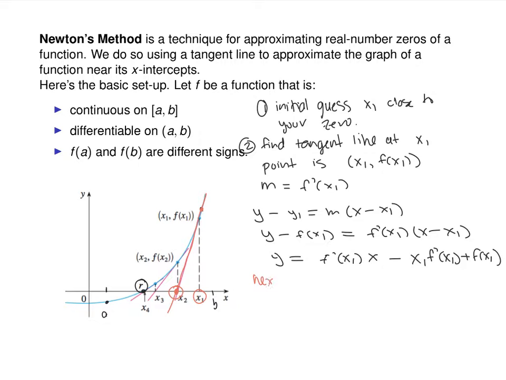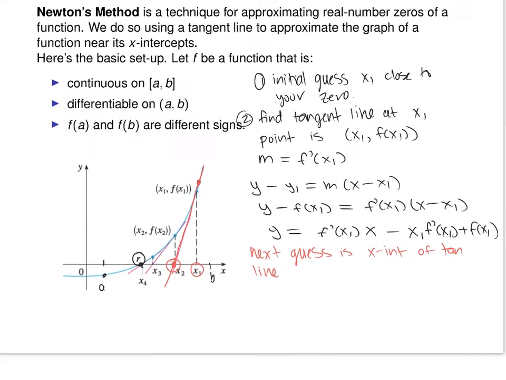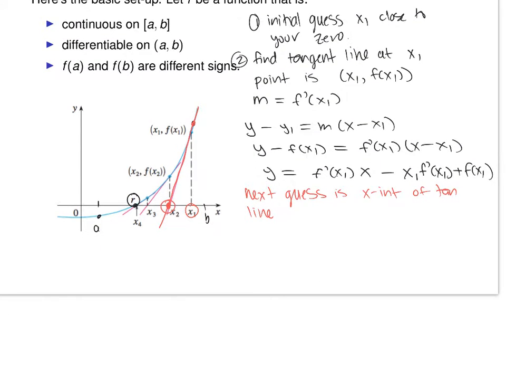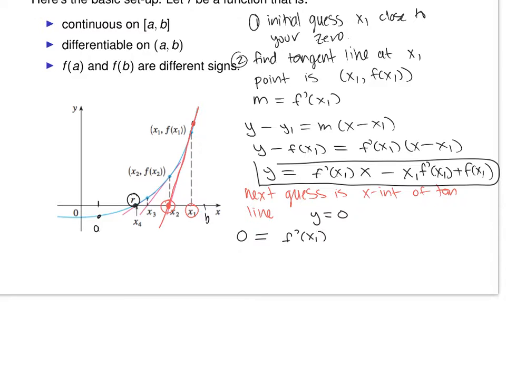So your next guess is the x intercept of the tangent line. And how do you find that? How do you find an x intercept of something? What do you set y to? 0. So take this equation we just found, set y to 0. So 0 equals f prime of x1 times x minus x1, plus f of x1.